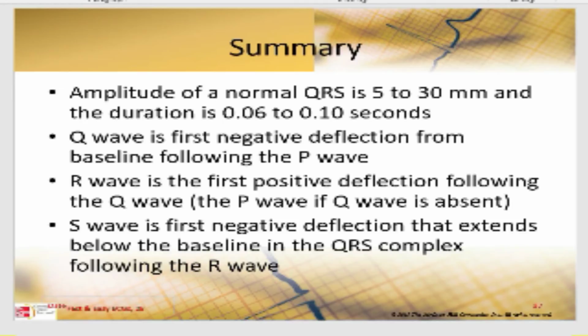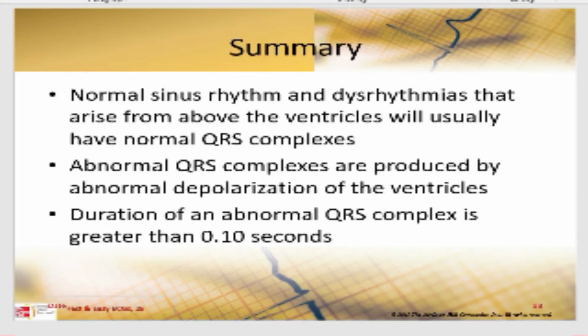The Q wave is your first negative deflection from the baseline after your P wave. The R wave is your first positive deflection following the Q, or the P wave if you don't have a Q. The S wave is the first negative deflection that extends below the baseline. Normal sinus rhythm and dysrhythmias that arise from above the ventricles usually have a normal QRS complex. Abnormal QRSs are produced by abnormal depolarization of your ventricles.